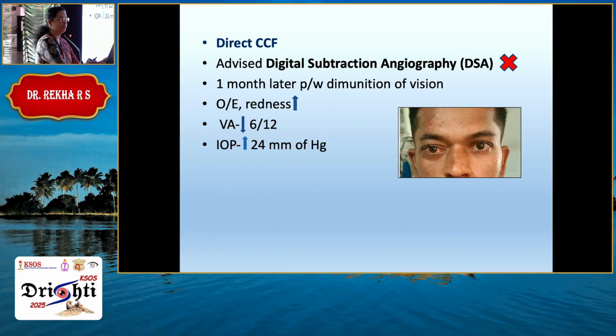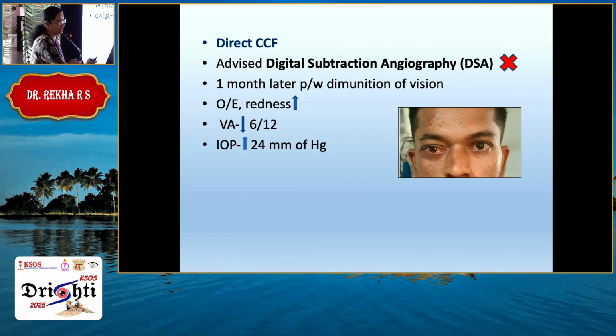So what is it? In DSA, a catheter is introduced into an artery, a dye is injected and serial X-rays are taken. All the masking structures like the bones and the soft tissues are digitally subtracted, so that we get a high resolution image of the vessels. But due to financial constraints, the patient did not turn up.